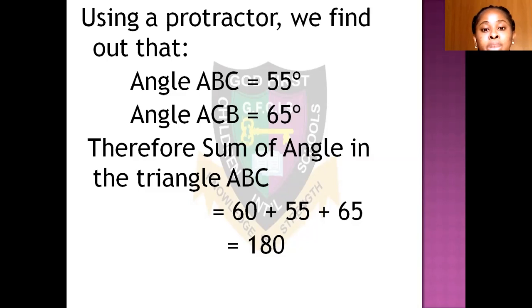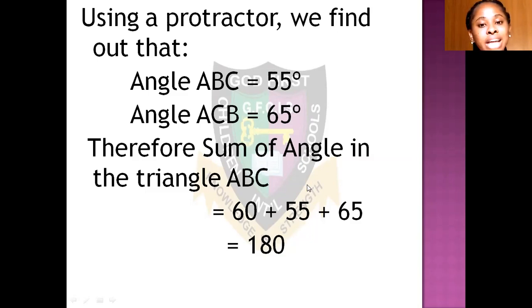So, using my own protractor, we find that angle ABC is equal to 55 degrees. Angle ACB is equal to 65 degrees. I want you to do that by yourself to get the same angles. Or you can get your own angles, whichever way you want, but you must have 55 degrees and 65 degrees. Therefore, the sum of angles in a triangle is equal to 180 degrees.